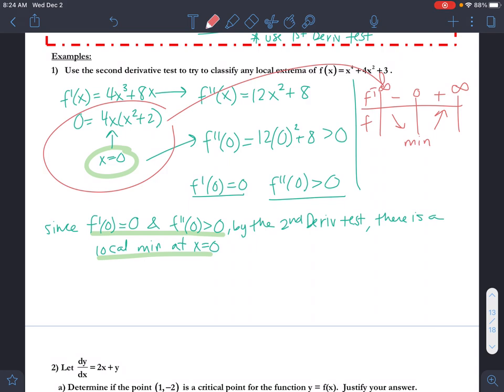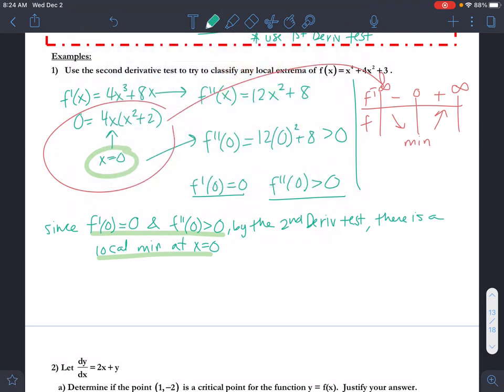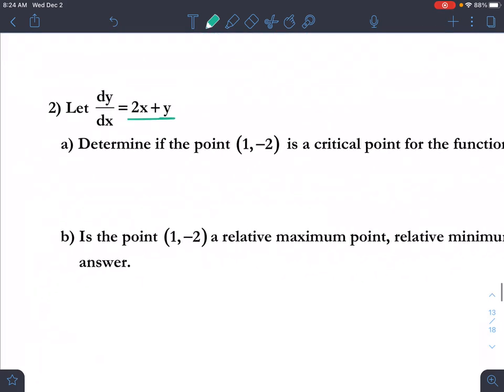So let's look at one where it's not flexible, and actually you'd have to use the second derivative test. So take a look at number 2. Okay, number 2, we have to use the second derivative test because there's no way for us to make a sign chart. This is the first derivative already, right? That's what this means. So dy dx, here's the derivative. Okay, we have to use second deriv test.